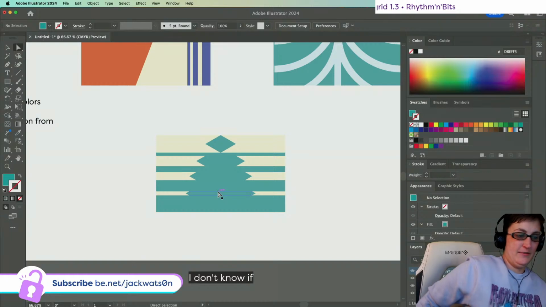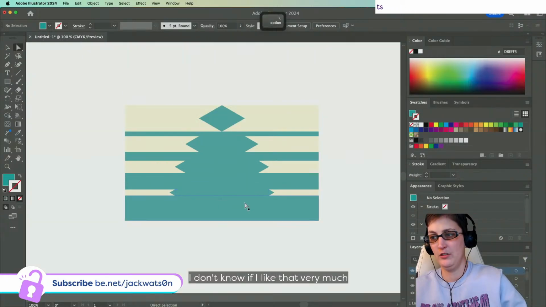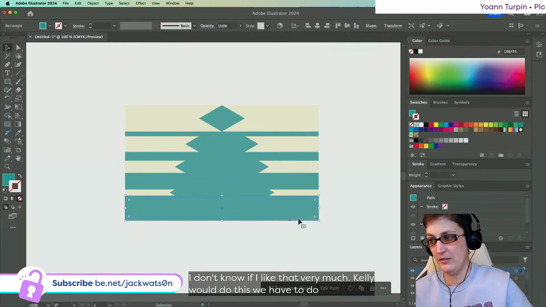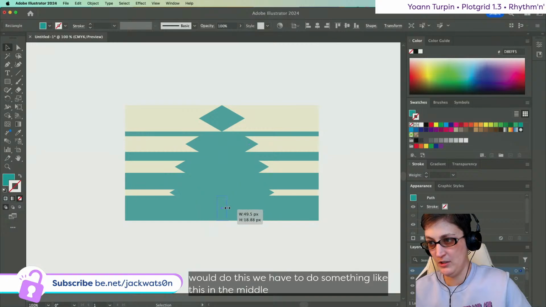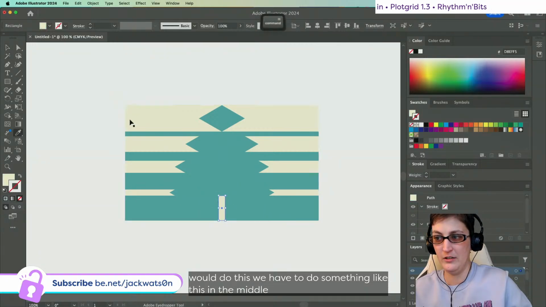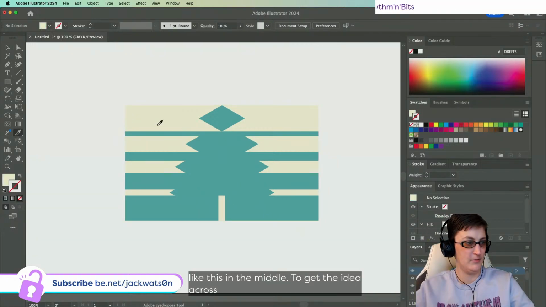I don't know if I like that very much. I feel like if we do this, we have to do something like this in the middle to get the idea across. I don't know if it's working.